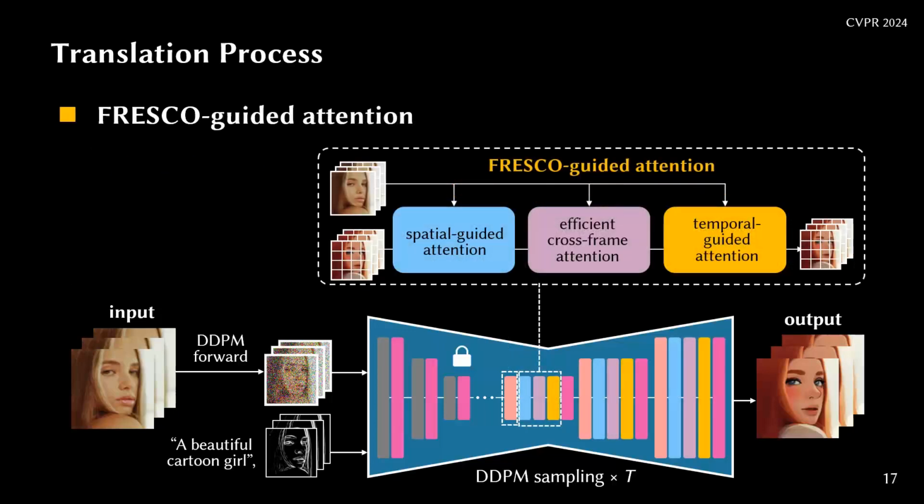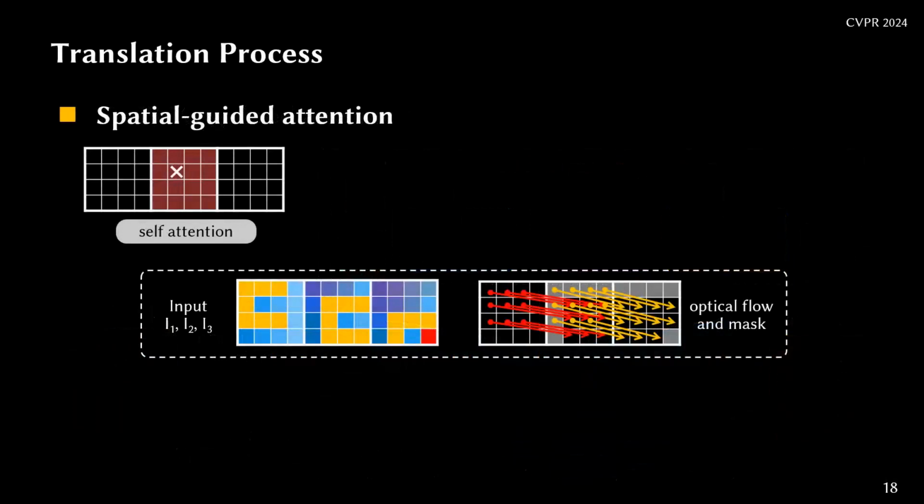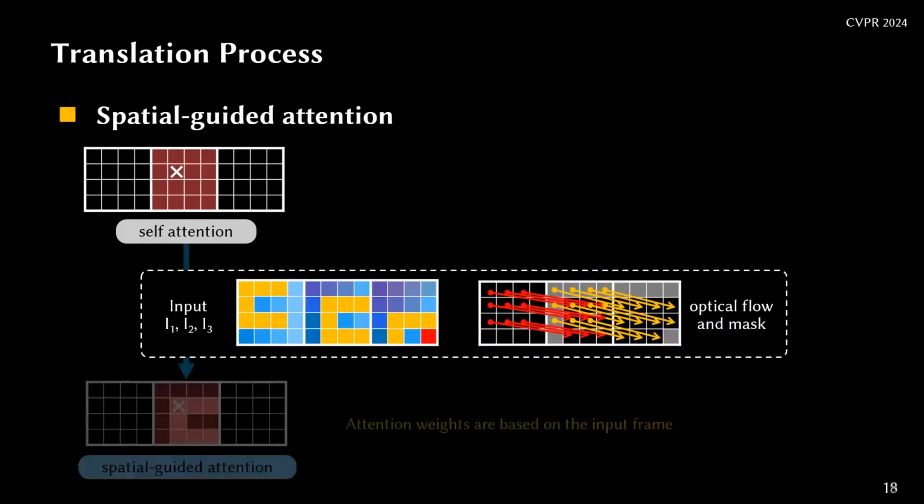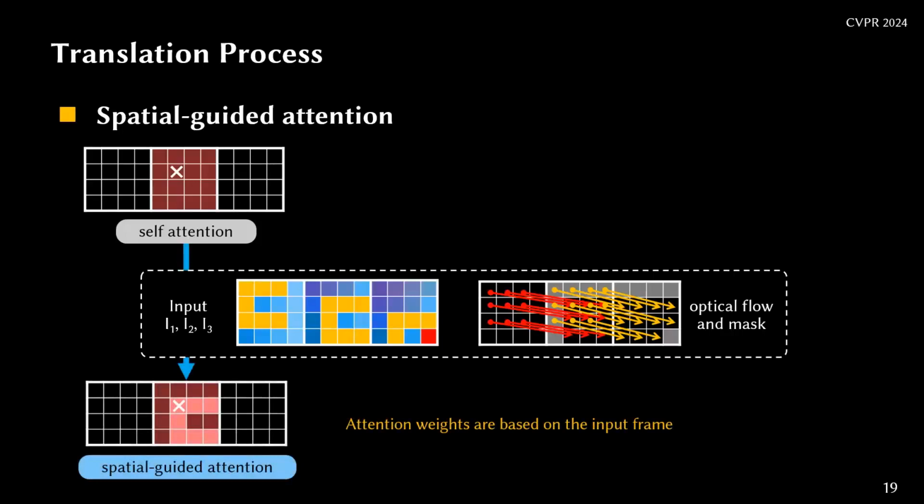Then we modify the self-attention layers, giving a novel FRESCO-guided attention. It contains three attention layers. We extend the self-attention to spatial-guided attention. Its attention weights are based on the input frame rather than the edited frame. For example, for this toucan in the foreground, the attention weights are high in the foreground region and low in the background region.